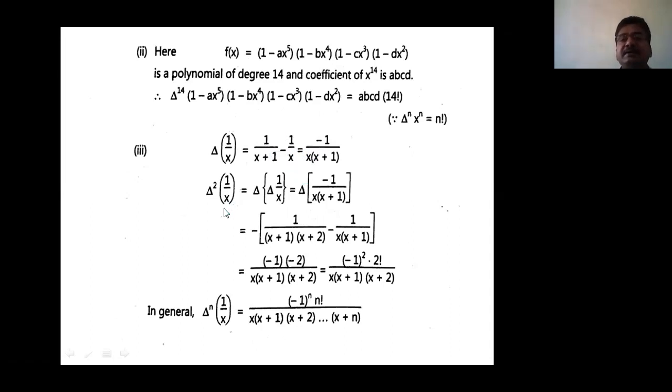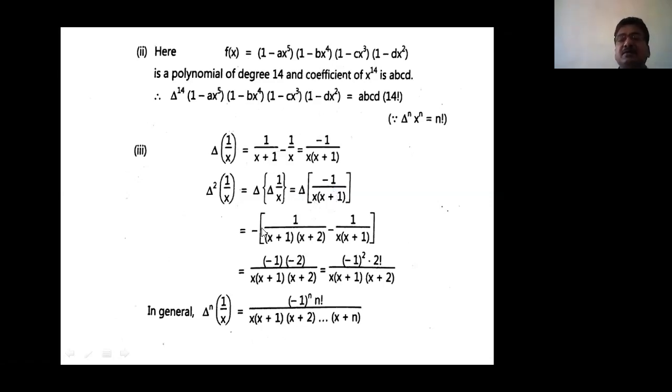And then delta square 1 by x is what? Delta of delta 1 by x. And delta of 1 by x is what? This one: minus 1 by x into x plus 1. And what is its delta? Suppose this is f(x), the function f(x). Then what is delta f(x)? It is f of x plus h minus f(x).